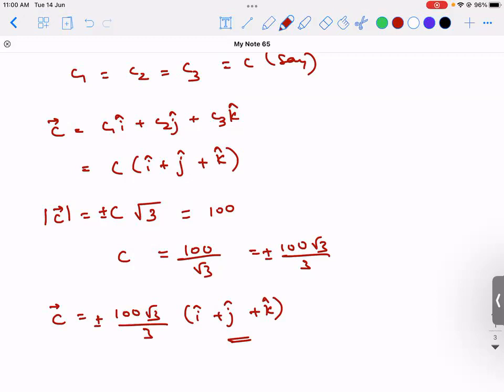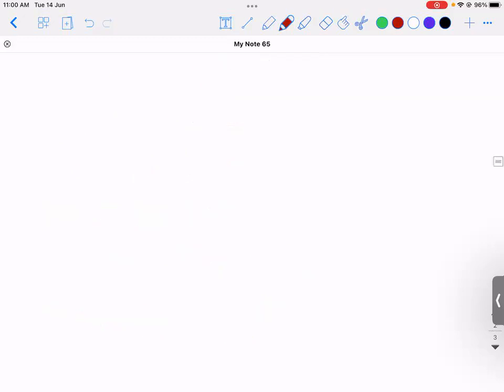When I came here, I had this. Okay. So, did you do any problem based on vector product? No, sir. Not yet. Try them. Where are they? Cross product of vectors.